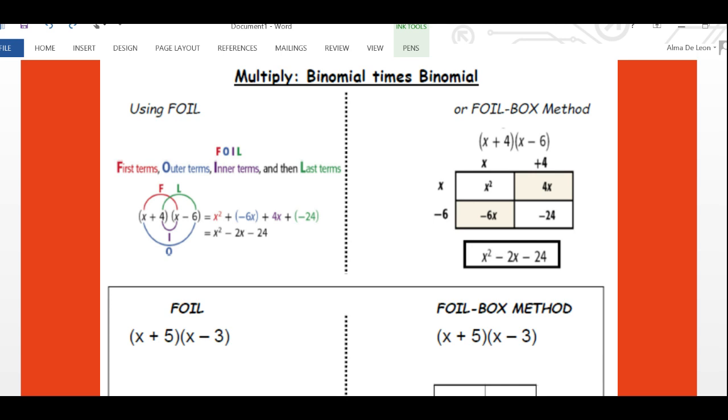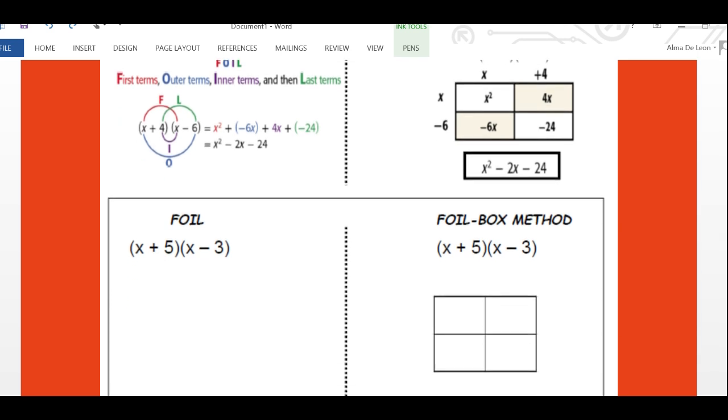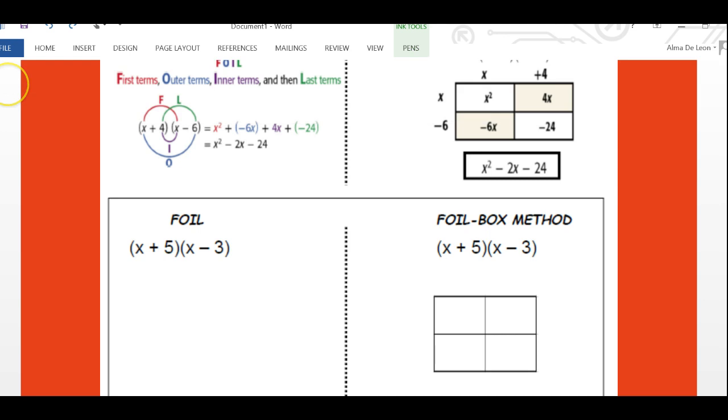On your paper, you do have an example that's already done for you. But we're going to work on an example of our own. FOIL, F stands for first. You're going to multiply the first two terms together. The first terms in our parentheses are our x's. X is the first term in the first parentheses, and then the other x is the first term in the second parentheses. X times x is x squared.